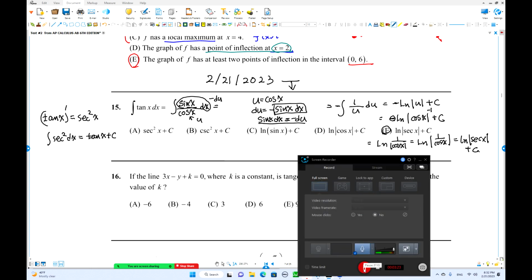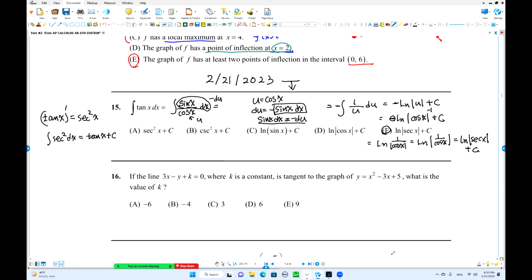Just try to solve the next one by yourself. I'm going to pause this recording. I'll give you a minute to figure out this one because this is a very popular question. Okay, go ahead.